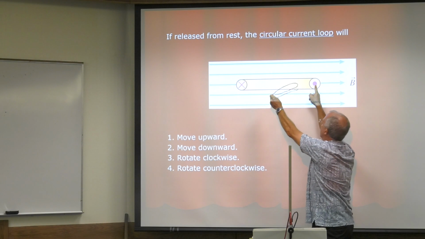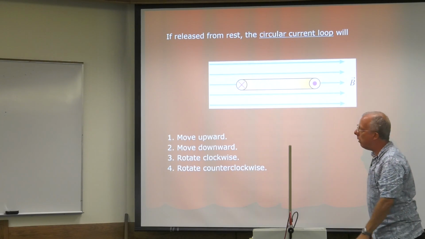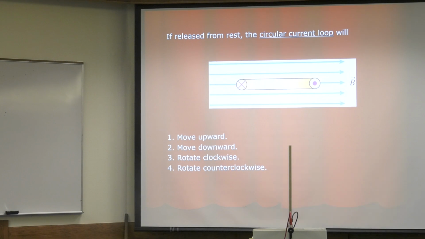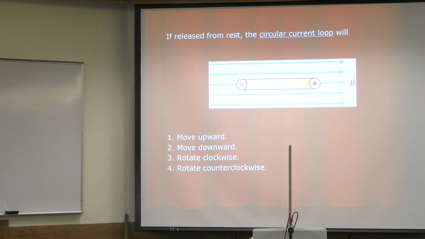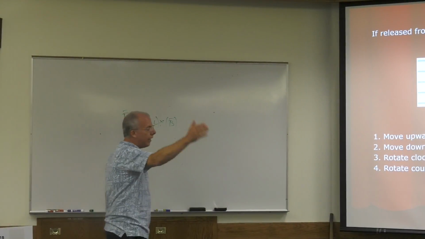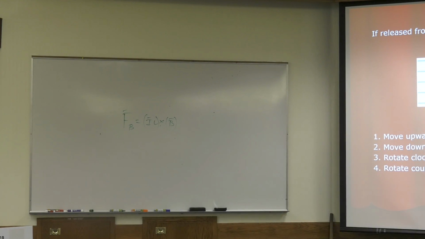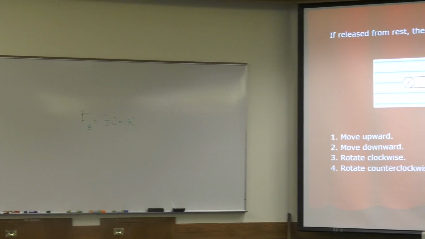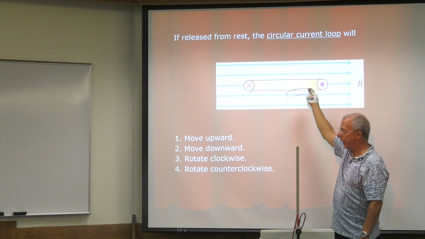But this is the important part, right? Here it's out, here it's in. Okay? So you know what to do. Just use this equation. Use that equation, right-hand rule, and figure out what's going to happen to this circular piece of wire with a current in it. So pause your video and figure it out.